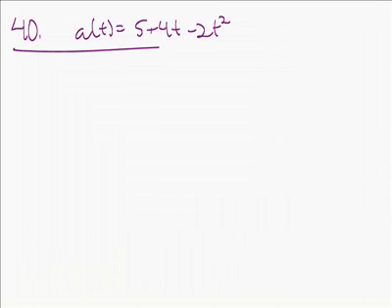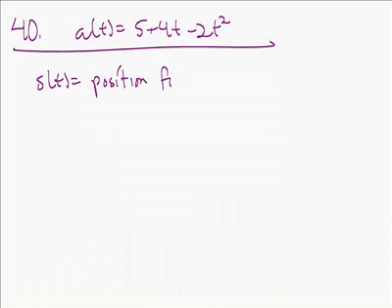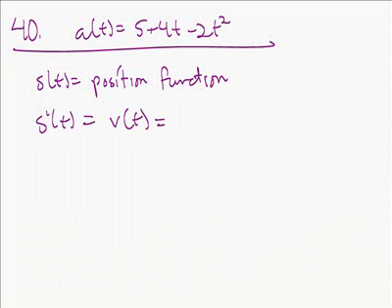Now, before we do this problem, let's remind ourselves that if s of t is a position function, that tells you the position of some object after t units of time, usually seconds. Then s prime of t, the derivative of the position function, is what we normally call v of t. It's the velocity function. So velocity is what we get when we take the derivative of the position, because again the derivative tells you how fast a function is changing, and how fast a position is changing is the velocity.